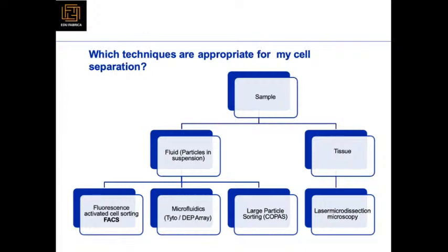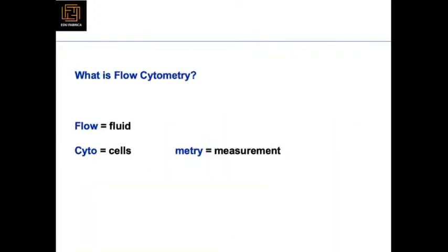These techniques are shown so you know which techniques are appropriate for your cell separation. If you have a sample, either it will be in tissue or it will be in suspension in fluid. If it is in tissue, then you go for laser microdissection microscopy. If it is in fluid form, then you can go for FACS analysis, or microfluidic techniques like DEPArray, Tito array, or large particle sorting like COPAS. So these are the other basic techniques for the same.